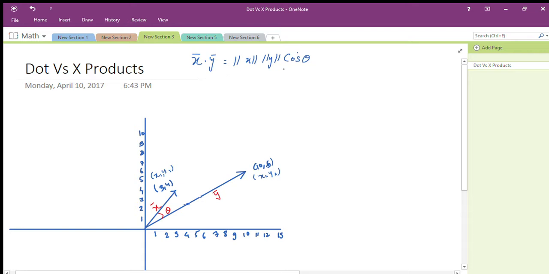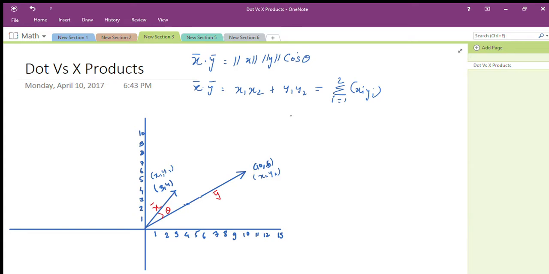Now, this is a geometric definition, but rarely do we really know the angles over here. So rather, if you look at the algebraic definition, this would be just x1 y1 plus x2 y2. So something like the summation of i equals 1 to 2 of xi yi. And if you've got more dimensions over here, the same thing can be done. So this is your dot product.